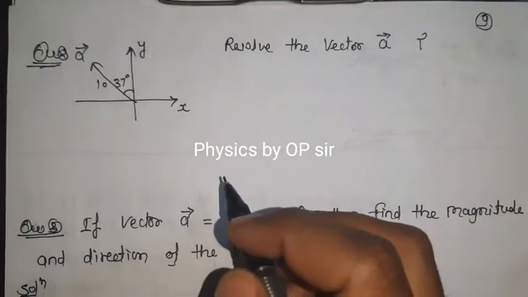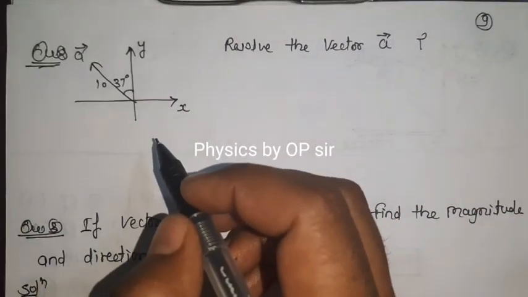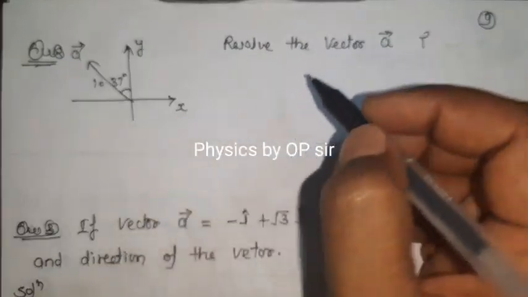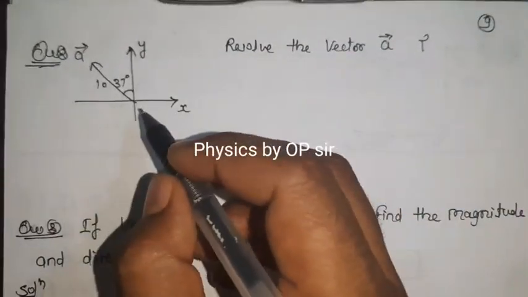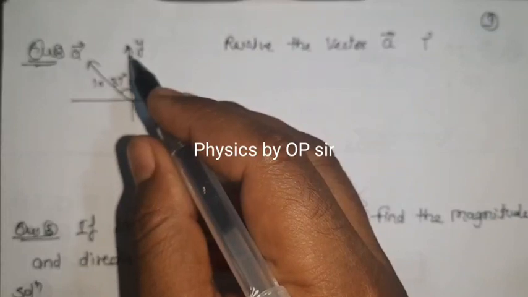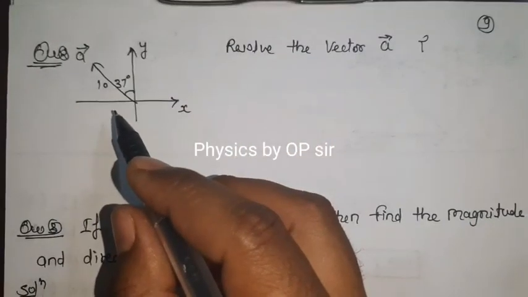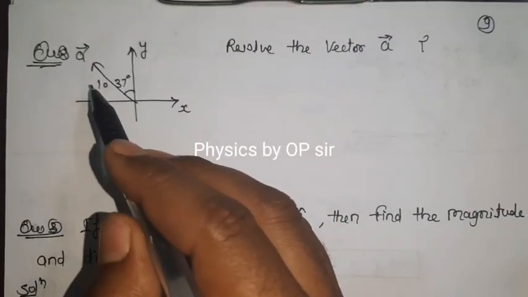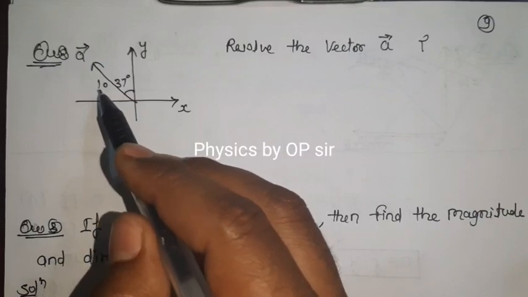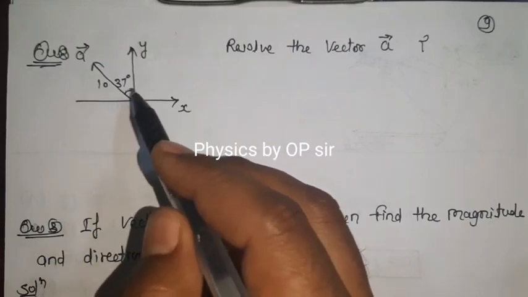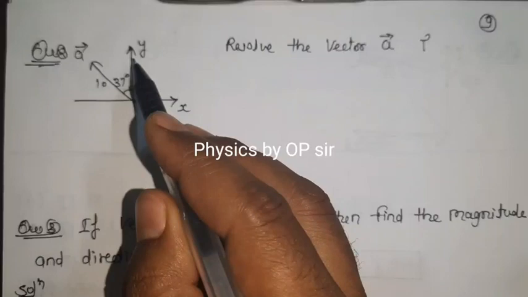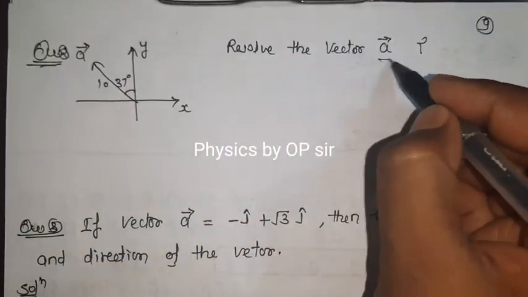Here we are going to solve a question based on this resolution. A diagram is given to you. This is the x axis, this is the y axis, this is your A vector, and the value of this vector is given as 10, and it makes a 37 degree angle from the y axis. So what is the resolution of the A vector?